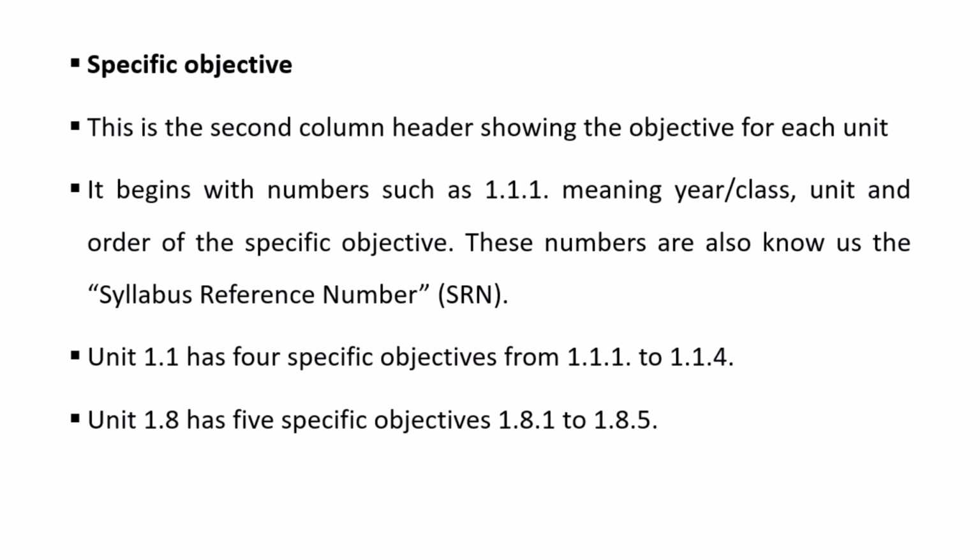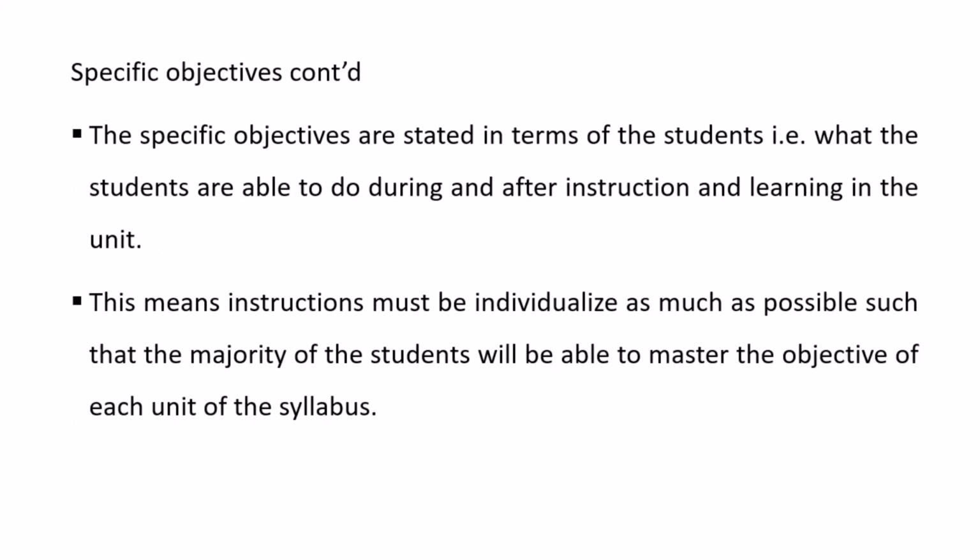Unit 1.8 has 5 specific objectives. So if unit 1.8 has 5 specific objectives, then they are going to be arranged as 1.8.1, 1.8.2, 1.8.3, 1.8.4, 1.8.5. So that's why I've written 1.8.1 to 1.8.5. That's how the specific objectives are arranged.